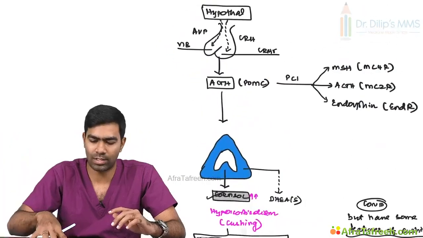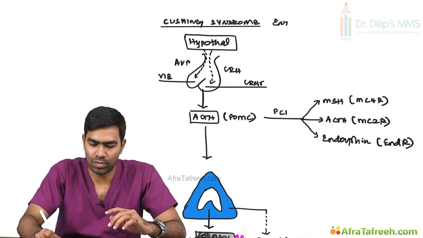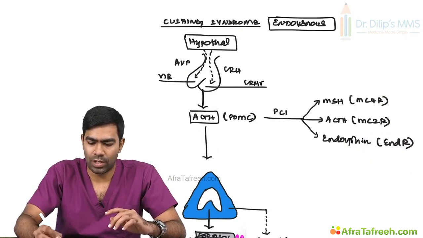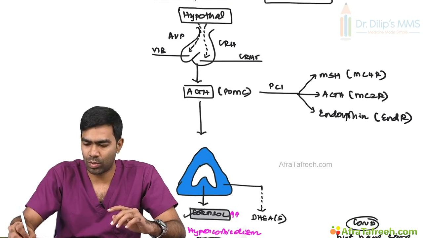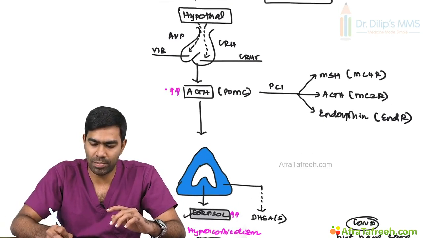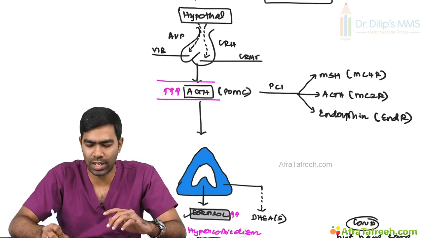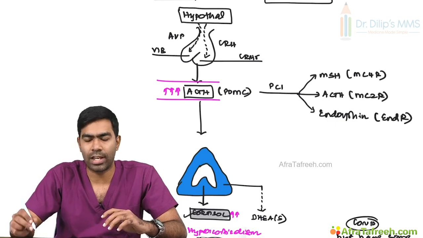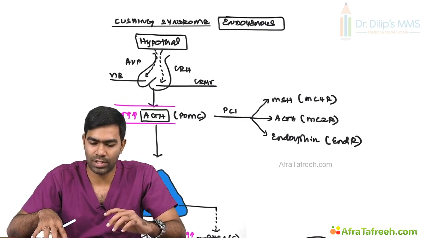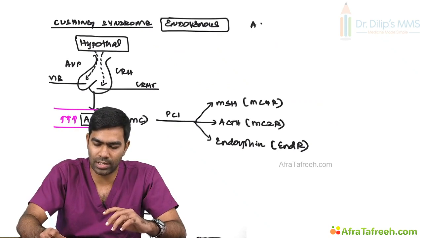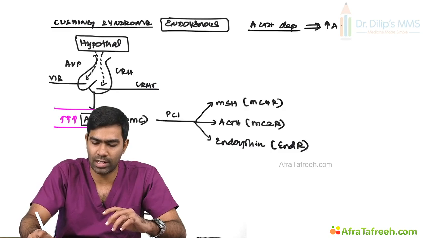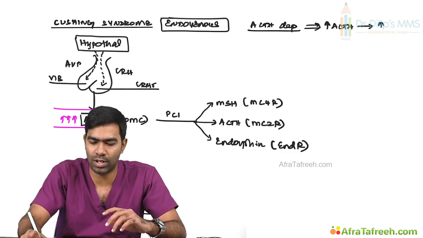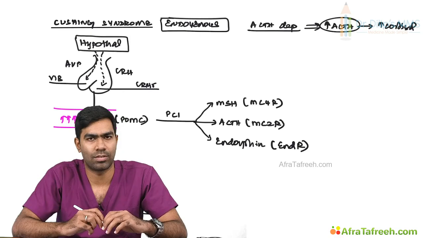So now let us discuss the endogenous causes of Cushing syndrome in detail. As I told you before, it can be ACTH dependent, where you have a high ACTH. Because of the high ACTH, you will have a high cortisol. So this is otherwise referred to as ACTH dependent. ACTH dependent means you have a high ACTH due to some reason, and because of that you will have excessive cortisol, which means the primary problem here is high ACTH. That is the main problem.